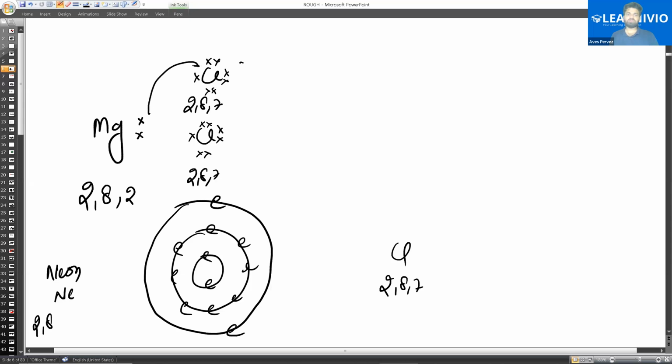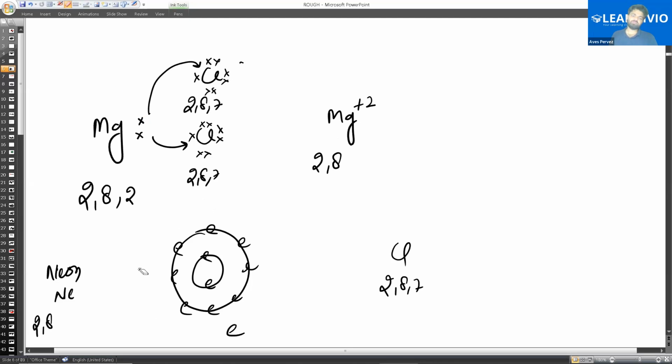So magnesium will give the two electrons in its outermost shell, one to each chlorine. So it will become 2 positively charged, and chlorine will get a negative charge, since 2 electrons have been donated.